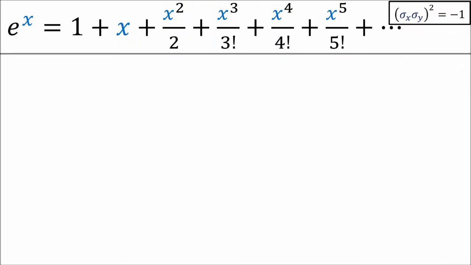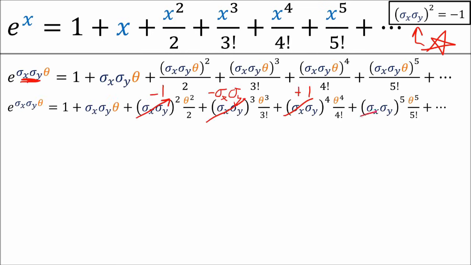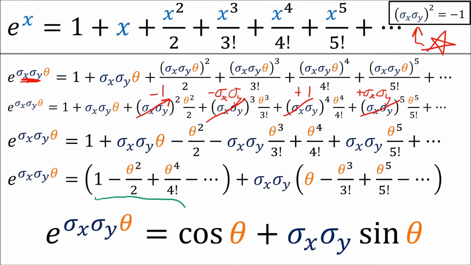If we do this exercise again, but with replacing i with sigma x times sigma y, it works out the exact same way, since the bivector sigma x sigma y also squares to -1. So Euler's formula doesn't just work for i, it works for any symbol that squares to -1.